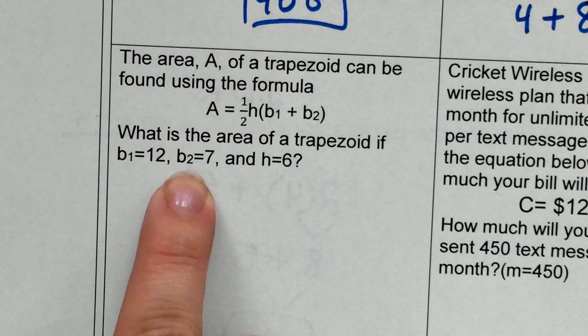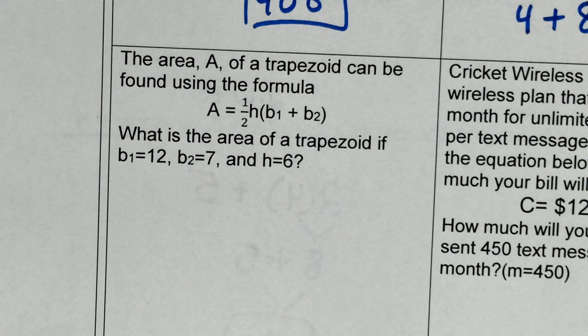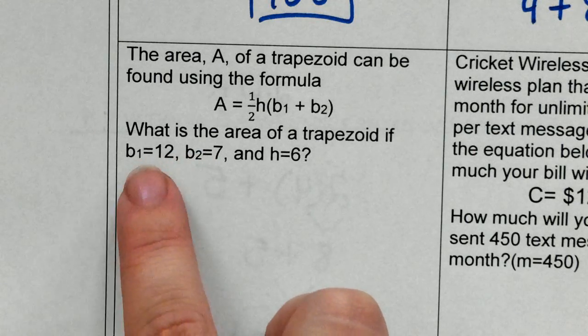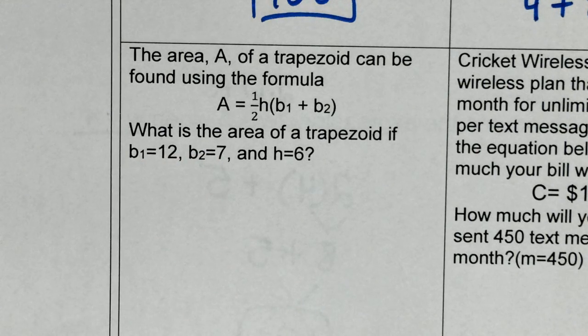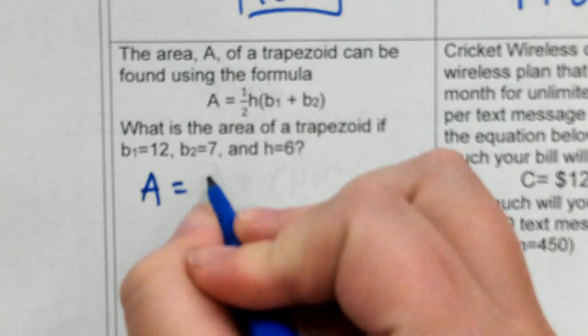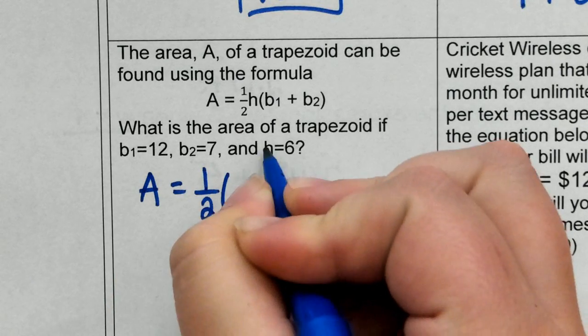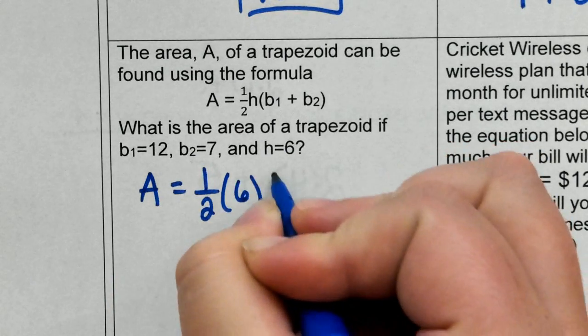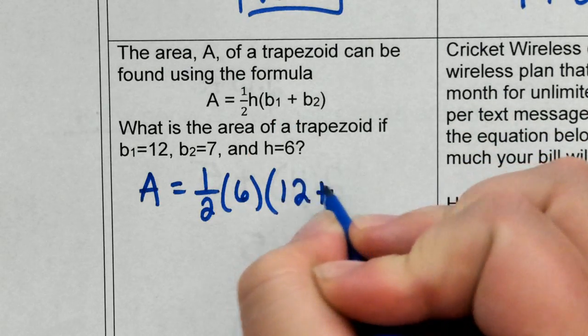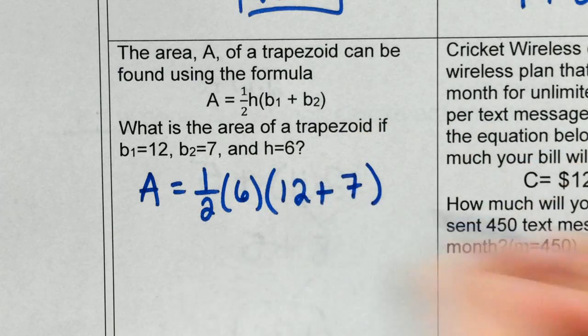This 1 and this 2 are not exponents. They're just telling us that the same letter B is used for two different numbers. Kind of like if we had two Johns in class. We would have John 1 and John 2. So if we look, again, we're doing the same kind of math. A equals 1/2. H, well, H is 6. Then we have B1, 12, plus B2, which is 7.